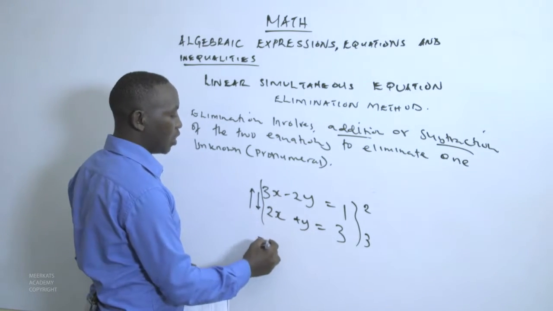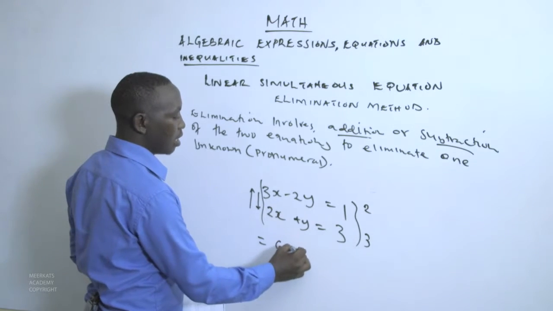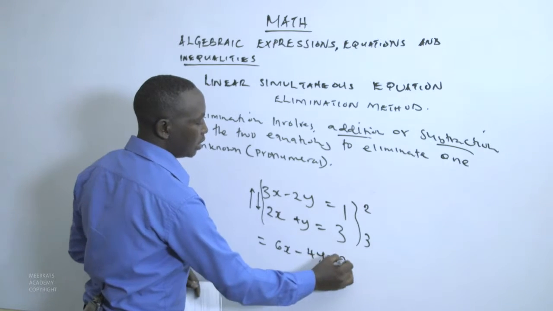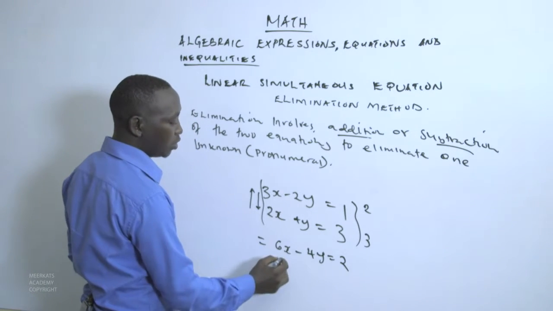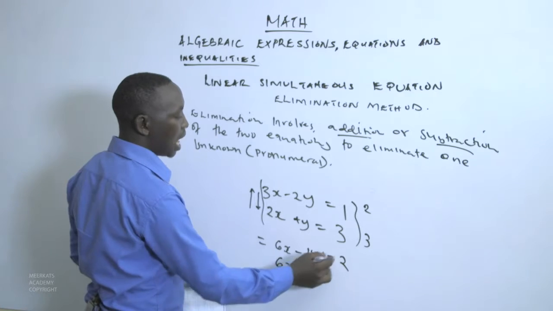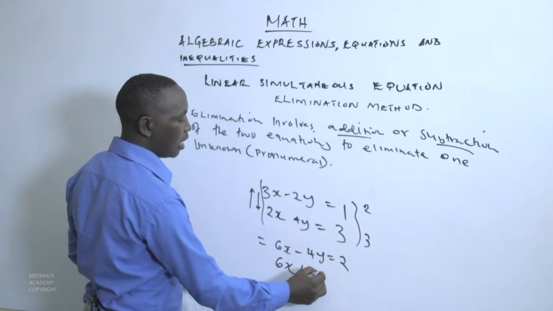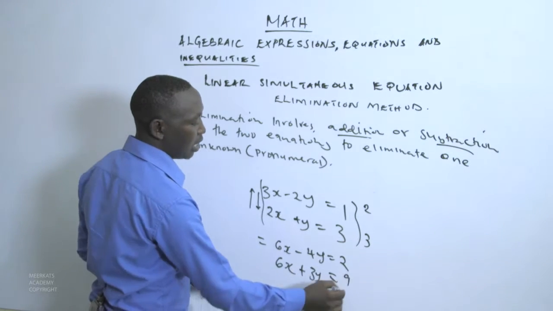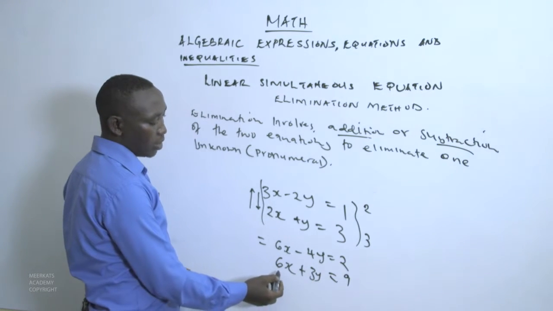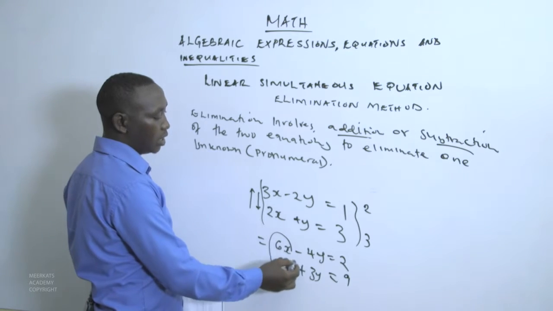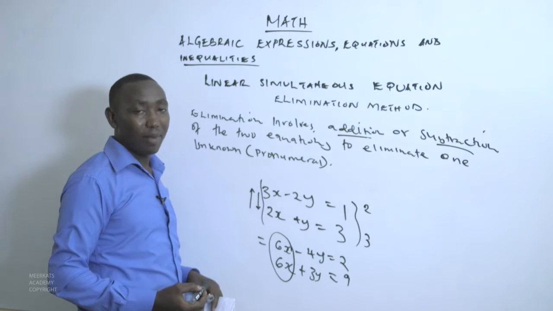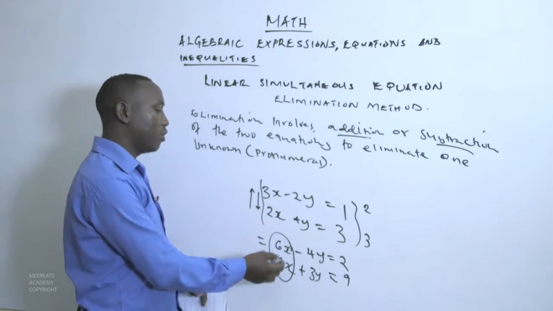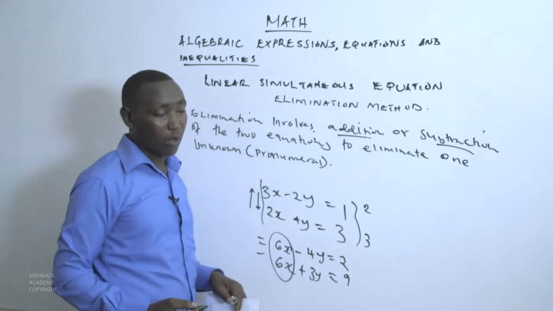So in that case, this one will give us 6x minus 2 times 2 is 4y is equal to 2. 3 multiplied by 2 is 6x plus 3 multiplied by y is 3y is equal to 3 multiplied by 3 is 9. So we find that we now have one part which we can easily eliminate. And for us to eliminate this, we simply subtract the second equation from the first equation.